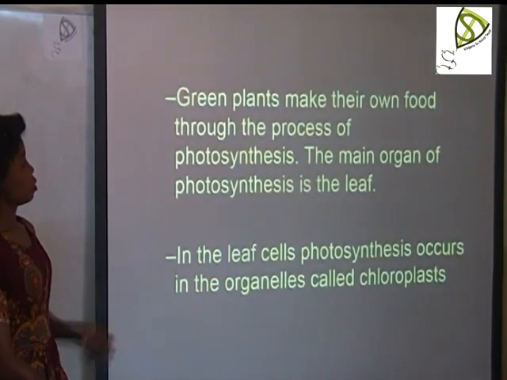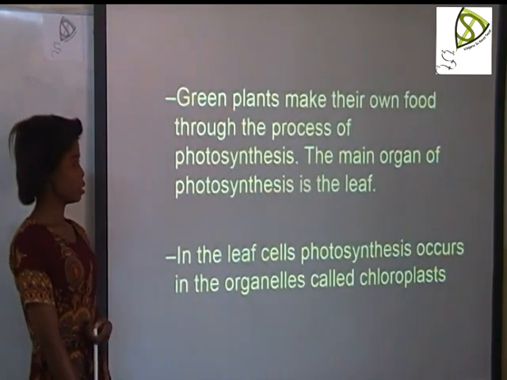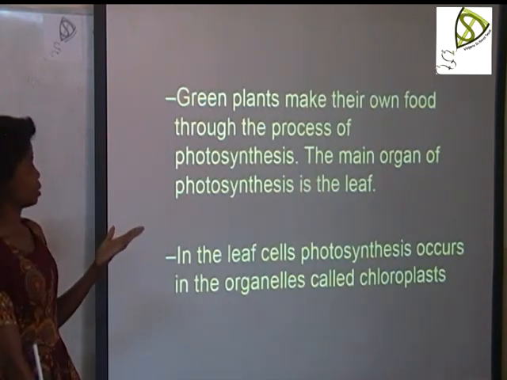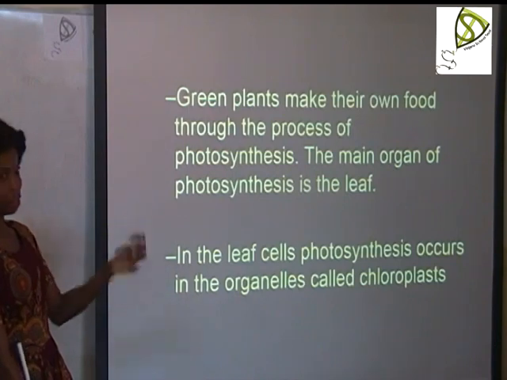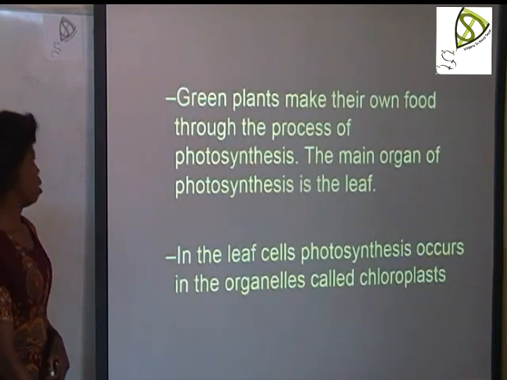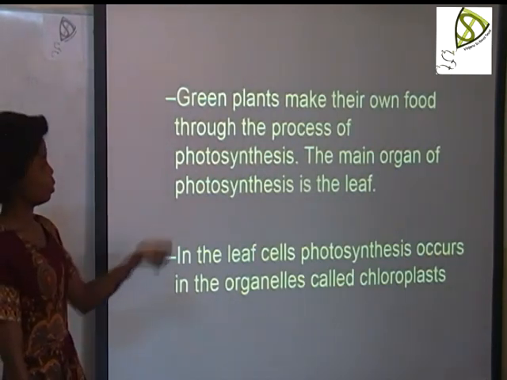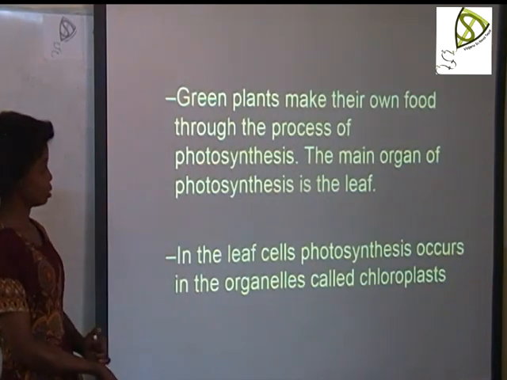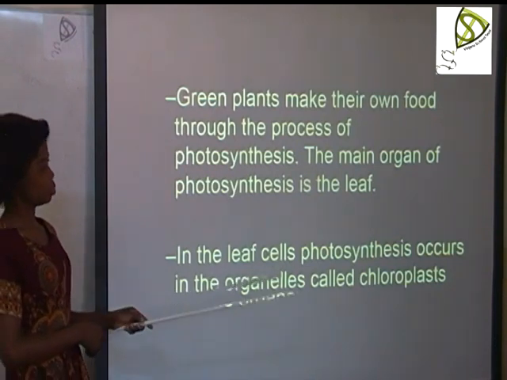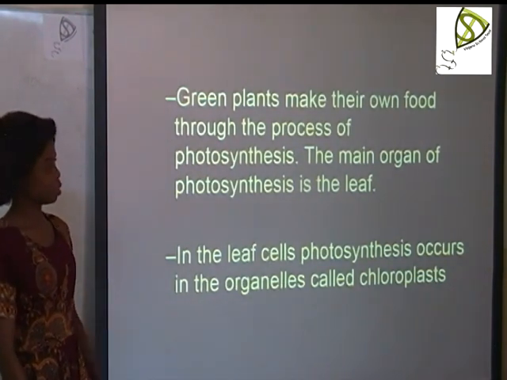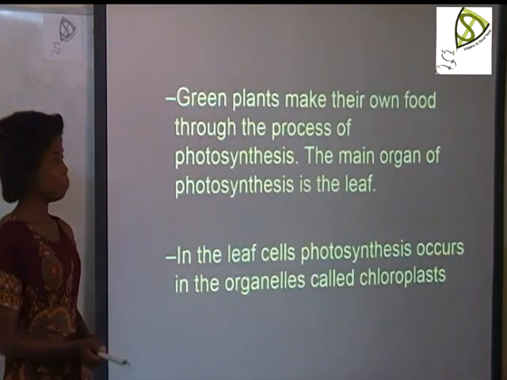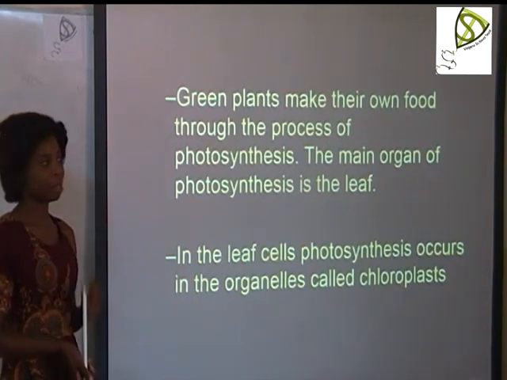Okay, so green plants make their own food through the process known as photosynthesis. And the main organ of photosynthesis is the leaf. So in the leaf, this is where photosynthesis will take place. And in which part of the leaf will photosynthesis take place? Photosynthesis will actually take place in the leaf organelle, which is known as chloroplast. Why in the chloroplast? Because in the chloroplast, this is where we're going to find a very important green pigment known as chlorophyll.